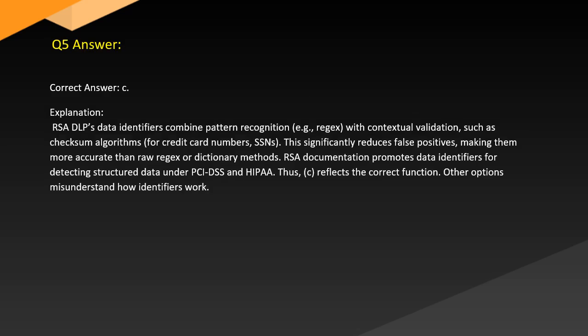Answer. Correct answer: C. Explanation. RLP's data identifiers combine pattern recognition, e.g., regexes, with contextual validation such as checksum algorithms for credit card numbers and SSNs. This significantly reduces false positives, making them more accurate than raw regexes or dictionary methods. RSA documentation promotes data identifiers for detecting structured data under PCI DSS and HIPAA. Thus, C reflects the correct function. Other options misunderstand how identifiers work.